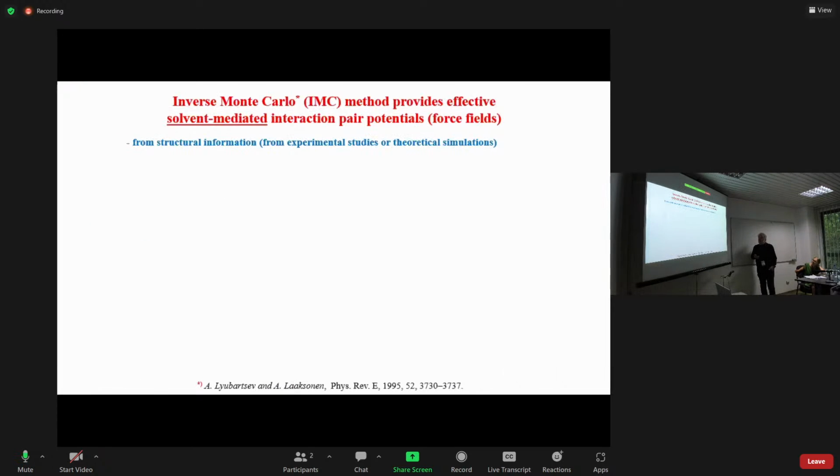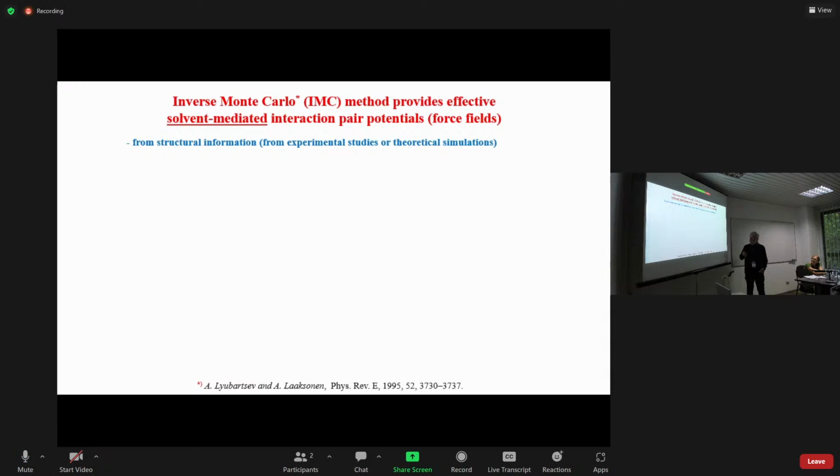This inverse multiscale method provides something called solvent-mediated interaction pair potentials. That's a force field. Everybody who has done molecular simulation knows what a force field is. Possibly not all of you know, but it's like an interaction law: how particles, when they come close to each other, feel each other, and what type of forces they exert against each other.